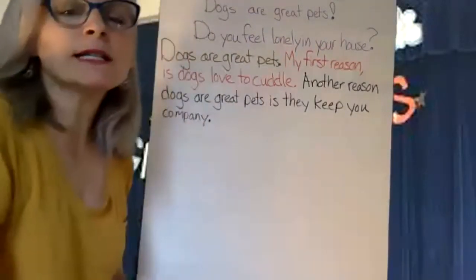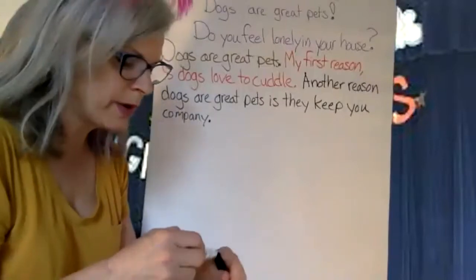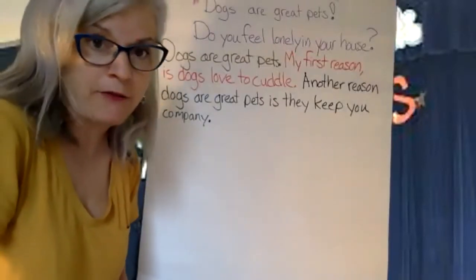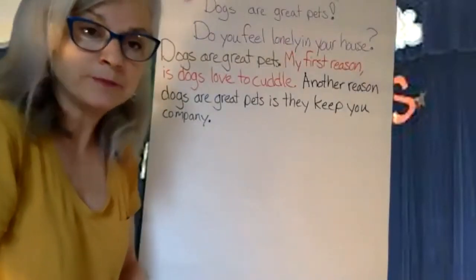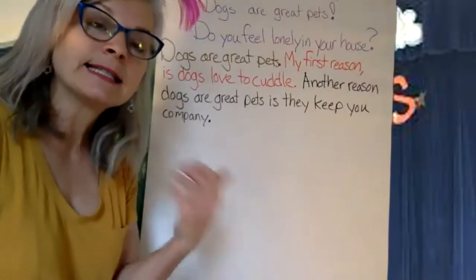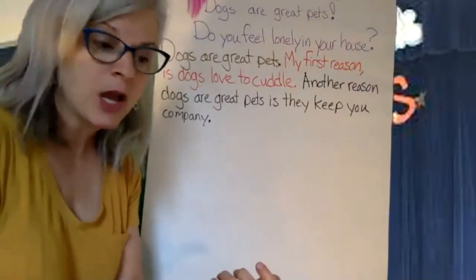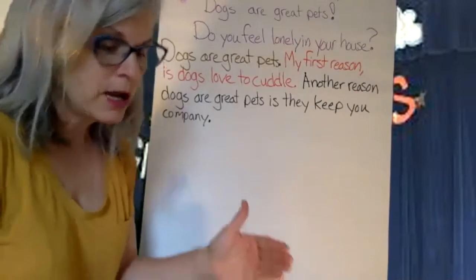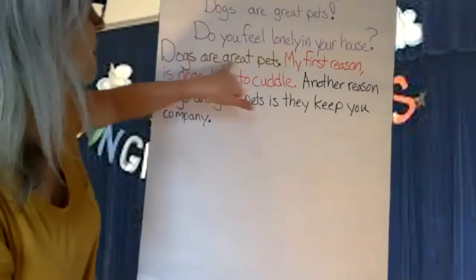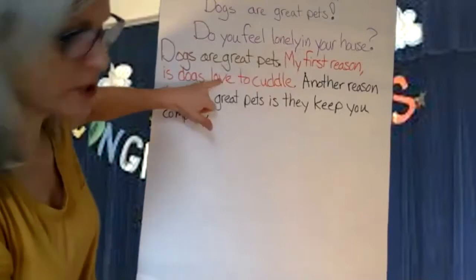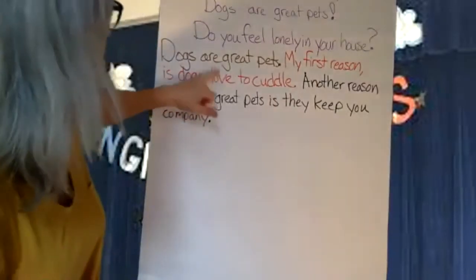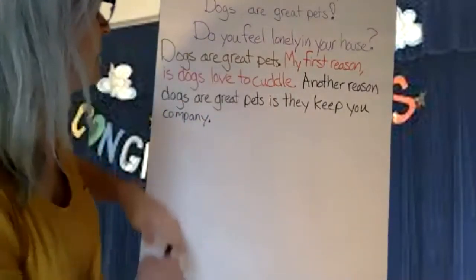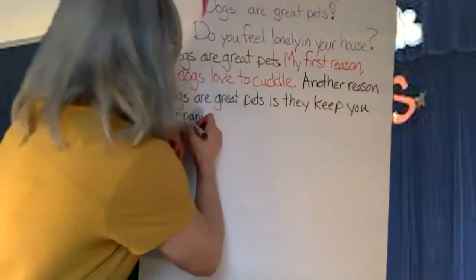So now that we're done with our introduction, we're going to start what we call our first body paragraph. Our first body paragraph starts with a sentence to tell your listeners what you're writing about. So in this case, it's going to be our thesis combined with our first reason. So I have to convince them that dogs are great pets because they love to cuddle. And I'm just going to say that.